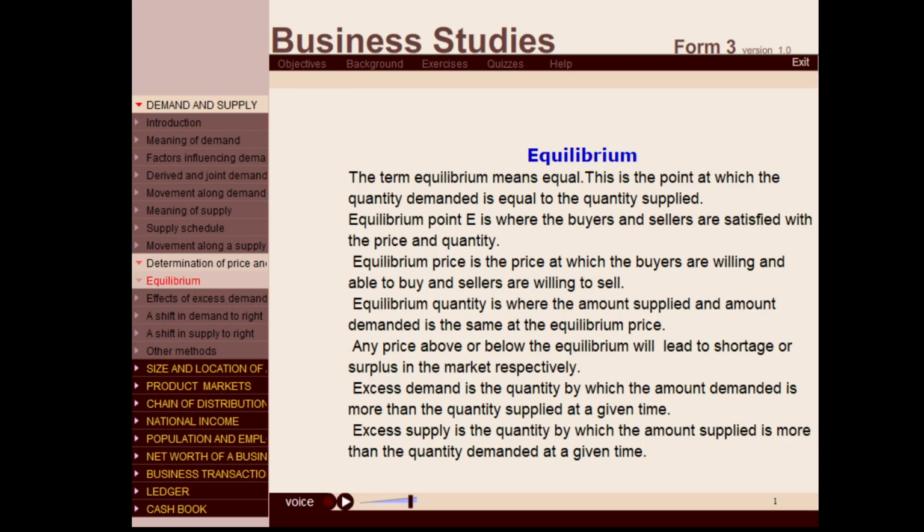Excess demand is the quantity by which the amount demanded is more than the quantity supplied at a given time. Excess supply is the quantity by which the amount supplied is more than the quantity demanded at a given time.